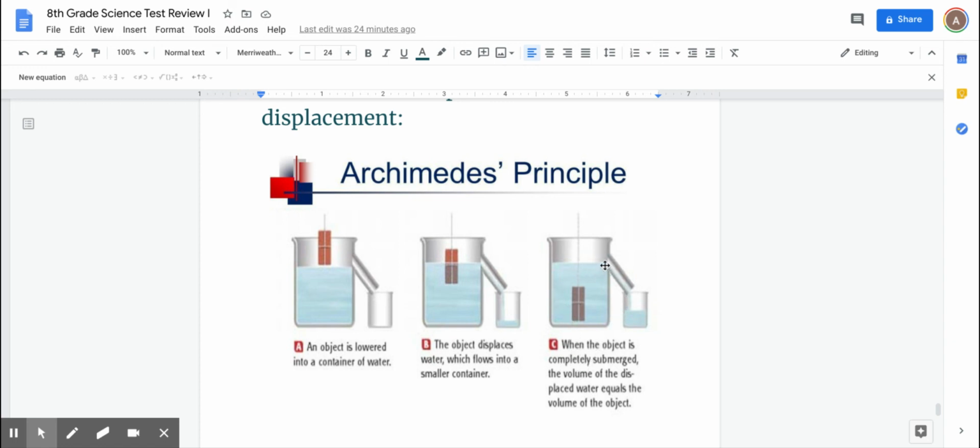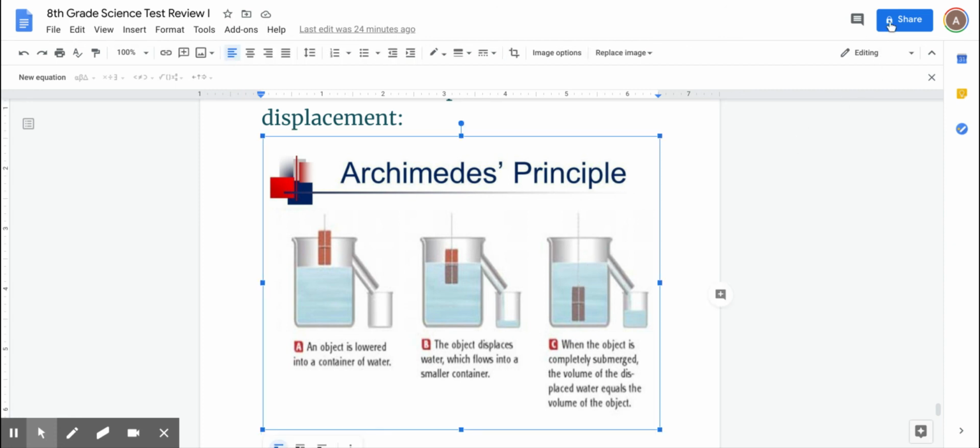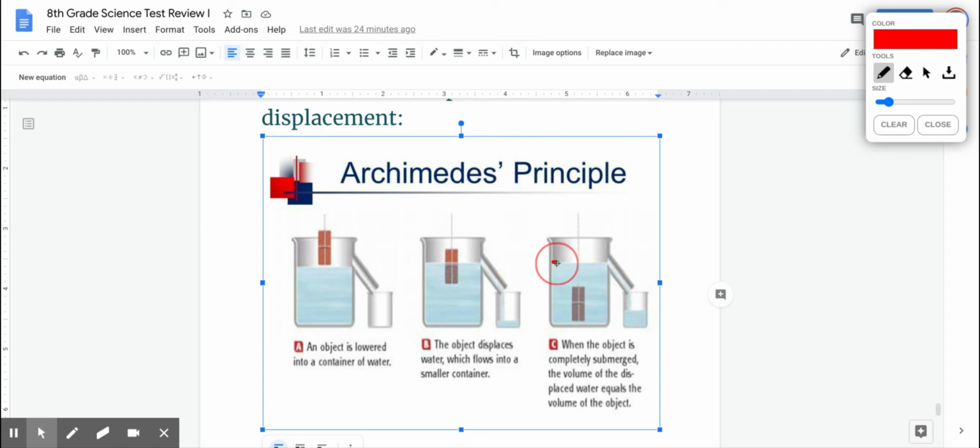So you can see this was the water line right here, and we did this experiment right there. As we put the object in, the water rose up and came into this cup. And right here, that will be its volume. And that's what Archimedes found out over 2,000 years ago.